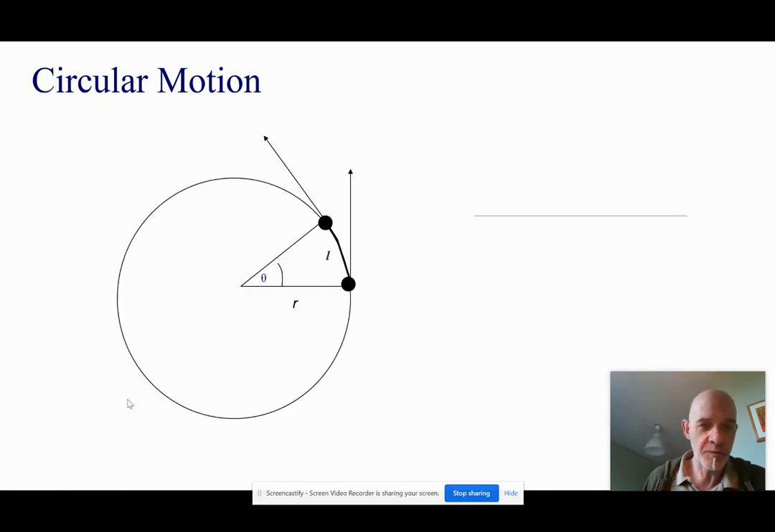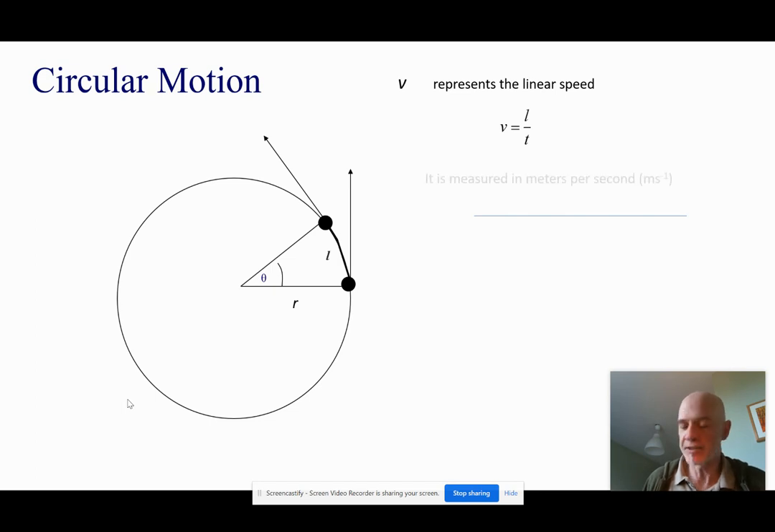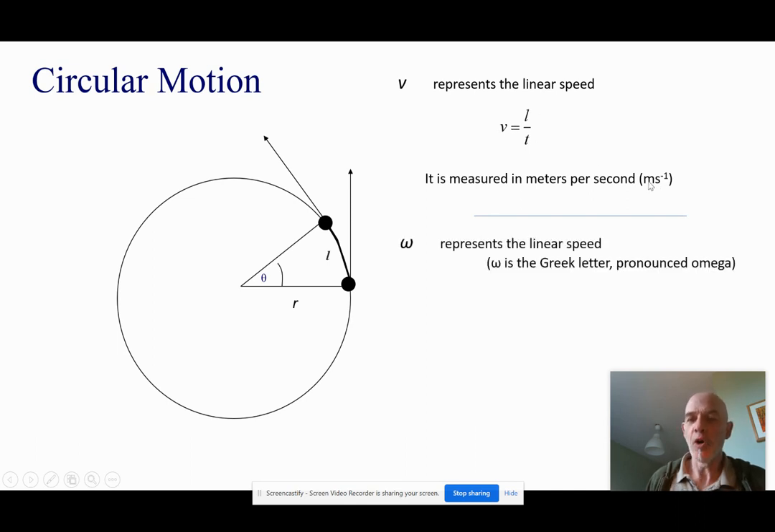The two key measurements we're going to be looking at here are linear speed and angular speed. Let's focus in on those for a second. V represents the linear speed. It's distance, speed, and time stuff from Junior Cert. Linear speed is distance divided by time. So if it's going around in a circle, the time it takes to travel from one point to the other, the arc of the circle is our distance L, in time T. V is L over T, measured in meters per second. Omega is how we measure the angular speed.